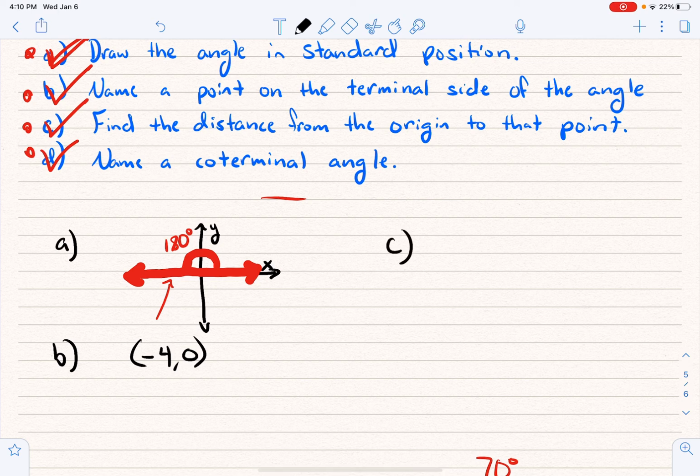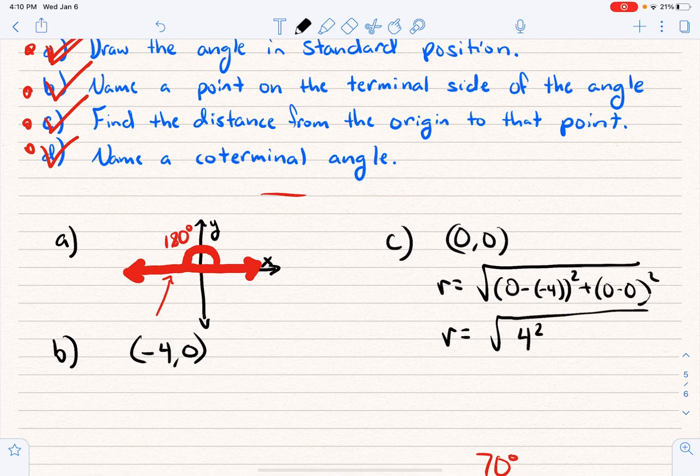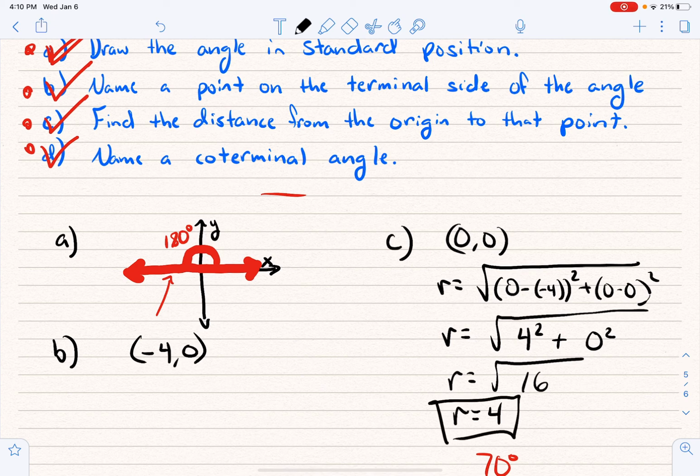C, find the distance from the origin to that point. Remember that the origin is at 0, 0. So therefore the distance r is going to be equal to the square root of 0 minus -4 squared plus 0 minus 0 squared. And this is going to simplify down really easily. 0 minus -4 is like 0 plus 4. So we get 4 squared. 0 minus 0 is 0 squared. Okay. So we get 4 squared is 16. So therefore r is 4. Easy.